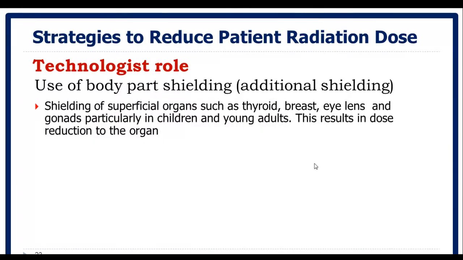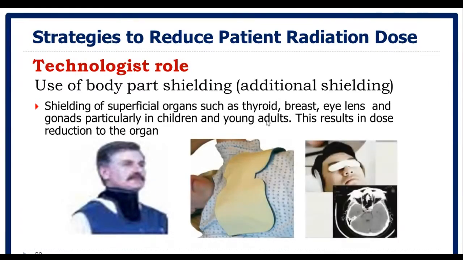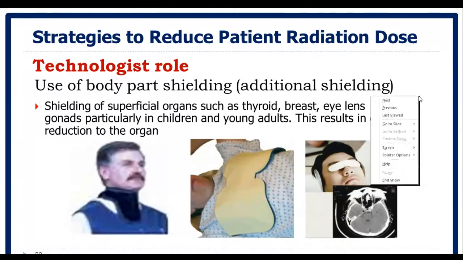Body shielding, additional body shielding, is very important. We need to shield the superficial and sensitive organs such as thyroid, breast, and eye lens, and we can apply additional shielding which results in dose reduction. So on a daily basis, we need to apply this, and please don't hesitate to apply the additional shielding, because it will help in reducing radiation dose, especially for these sensitive organs.